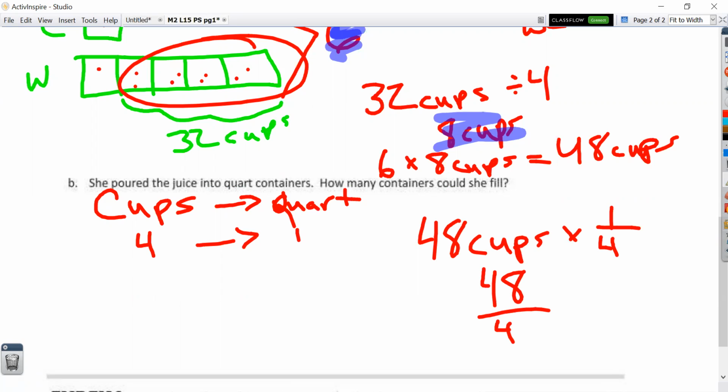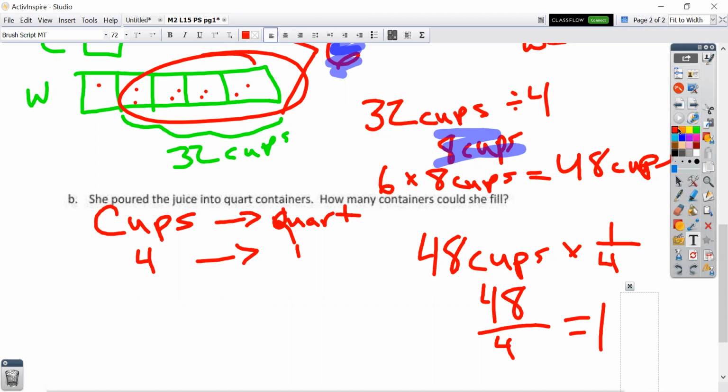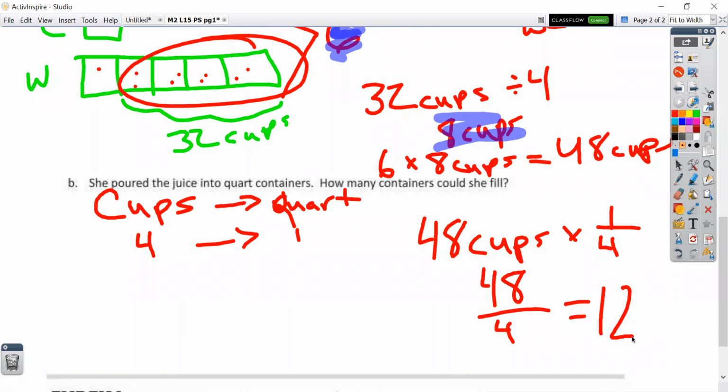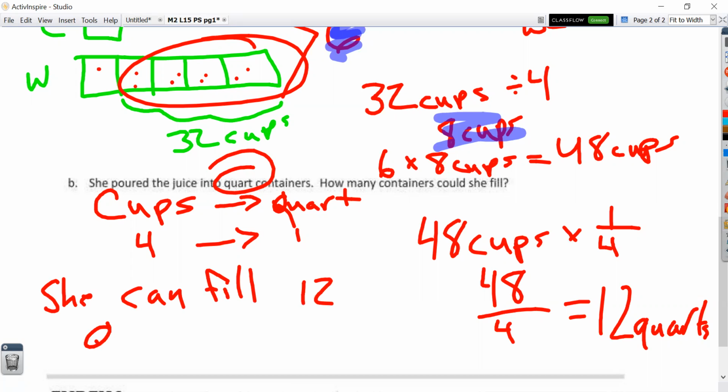Well, 10 times 4 is 40. And then 44 would be 11 groups of 4. 48 would be 12 groups. Oops, come on, what happened? Where'd my pen tool go? Somehow I'd shifted to the text tool. Still, come on. 12, but what? We went to quarts, so 12 quarts. And so how many containers could she fill? She can fill 12 quarts.